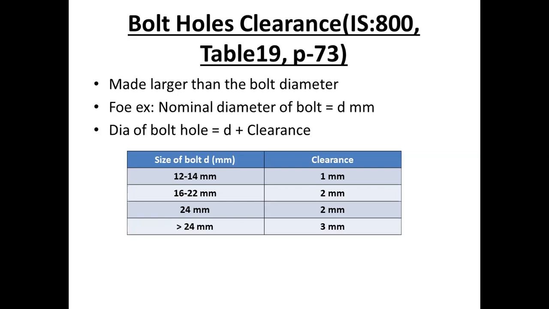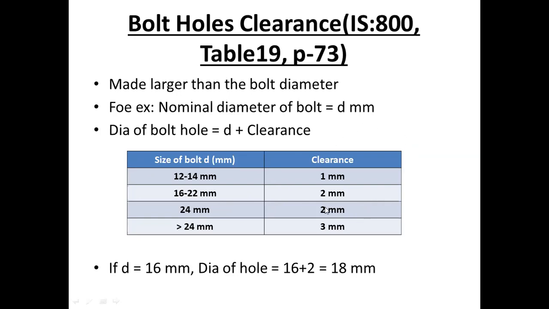So for example, if the diameter given is 16 mm, what is the diameter of hole? The diameter given is 16 mm plus the clearance provided in this table, which for 16 to 22 mm size is 2 mm, right? So 16 plus 2 is equal to 18 mm. So we take the diameter of hole as 18 mm.